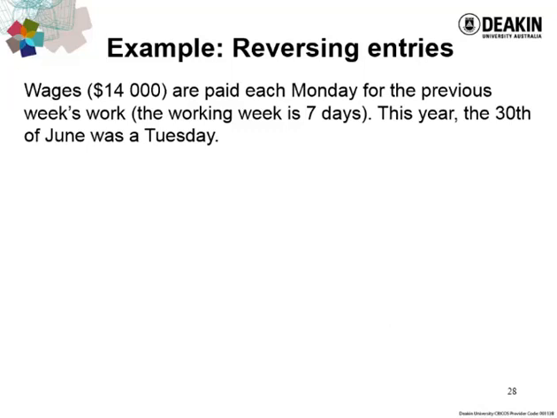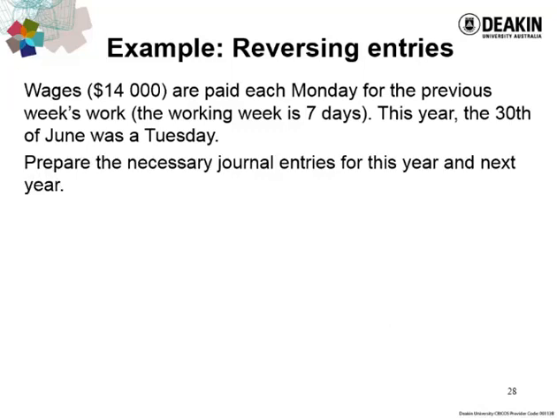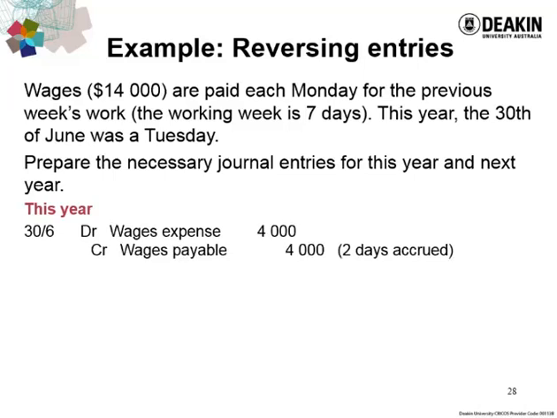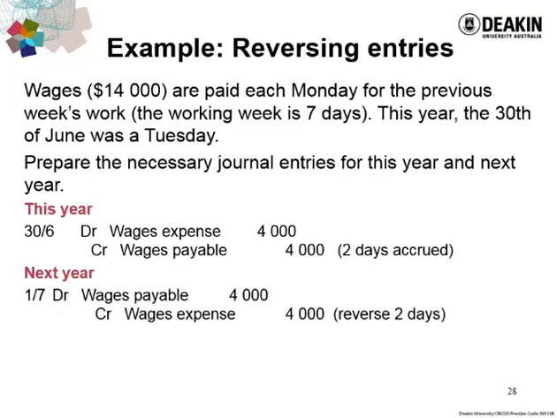On 30th of June, you will recognize the adjusting entry, so debit wages expense, credit wages payable, $4,000. Then, on 1st of July, at the start of the new period, you can choose to reverse it if you want, because we are allowed to reverse accrued expense. If we want to reverse it, we will debit wages payable, $4,000, and we credit wages expense, $4,000.